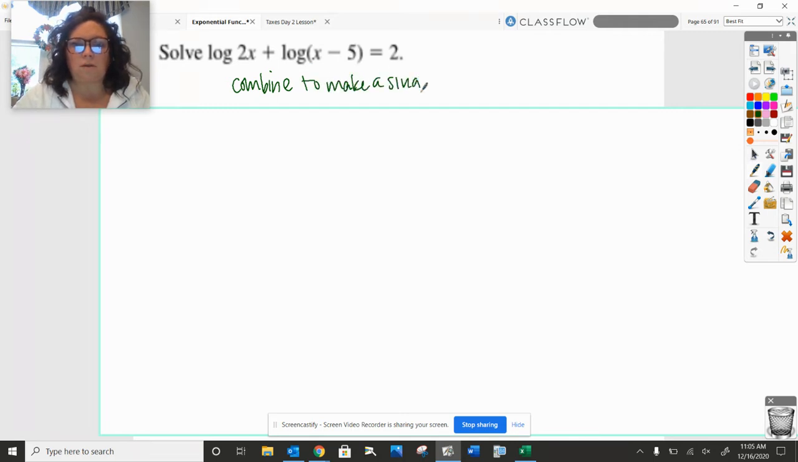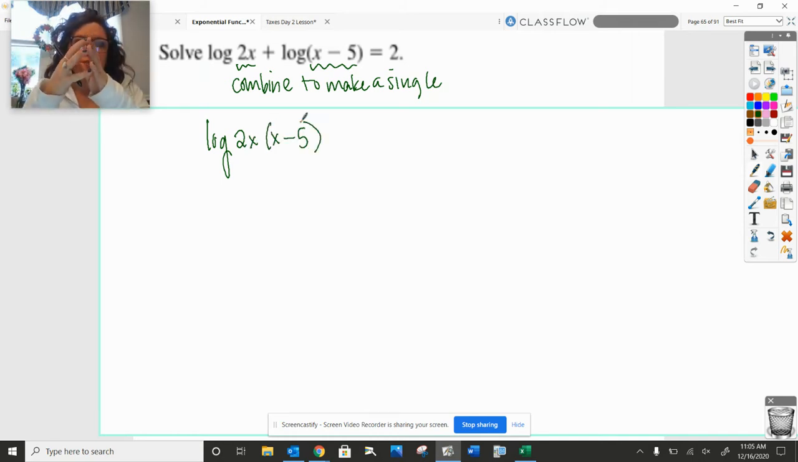So good thing we learned those tricks yesterday to make a single log. Remember, when you're adding logarithms, if we want to put it into a single log, that would change into multiplication. Okay, so on the left, we have log of 2x times x minus 5. Addition, when we combine it into a single log, turns to multiplication. And on the right, we still have that little old 2.